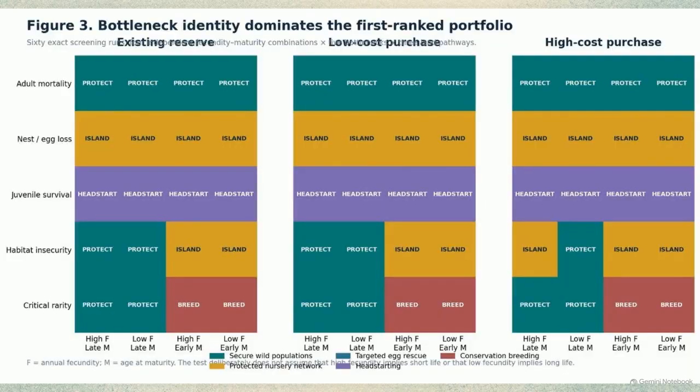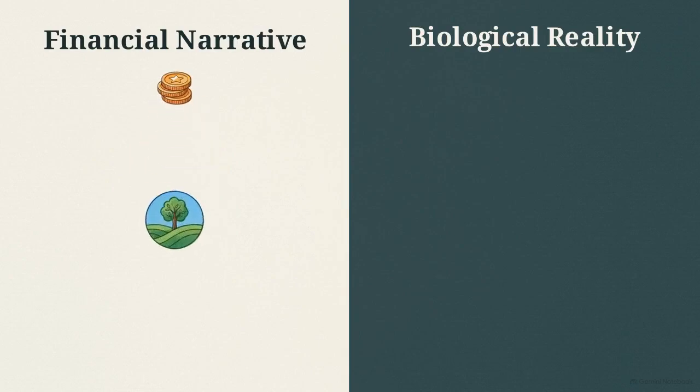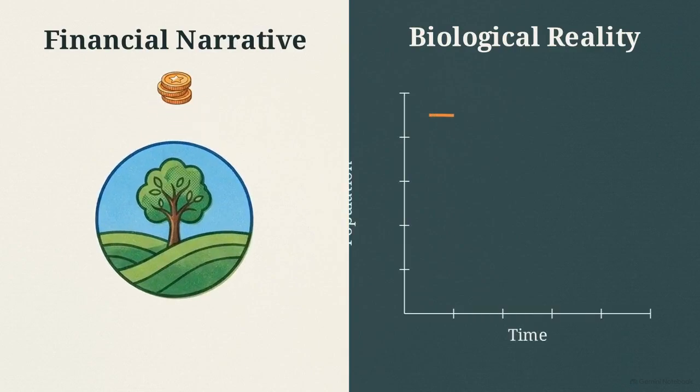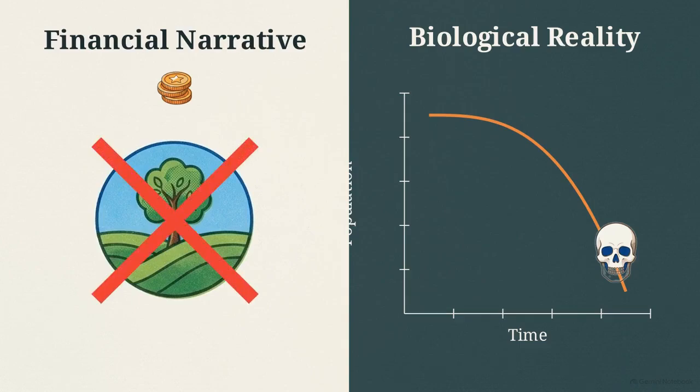This 60-run screening matrix visualizes which portfolio is recommended across different biological and financial scenarios. If you track a specific biological bottleneck horizontally across all three columns, the recommended intervention color stays exactly the same, even as land prices increase from $0 to $1 million. The biological constraint overrides the financial narrative. Buying cheap land for a species suffering exclusively from juvenile mortality will not save it.